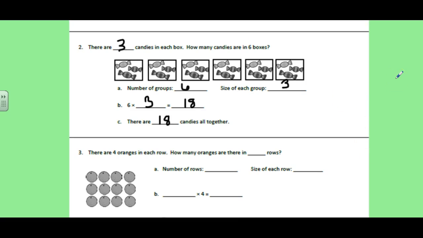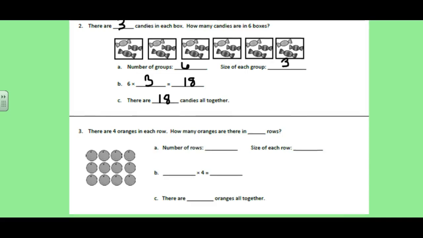Okay, so whenever you look at each box or each group, you saw that there were 3 pieces of candy in each one. So the number of groups we had were 6, and there were 3 pieces of candy in each group, so that is the size of each group. They started off with 6 because that's how many groups there were, and we multiplied that by 3 because there were 3 in each group. And when you do 6 times 3, you get 18. You could have skip counted by 3s on each one of these boxes to find your total. So there are 18 candies all together.